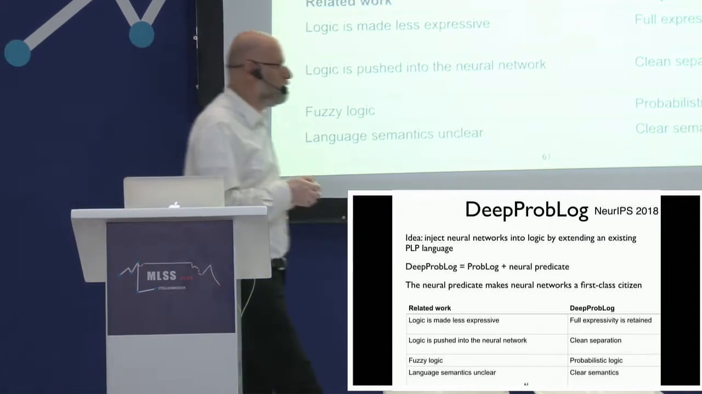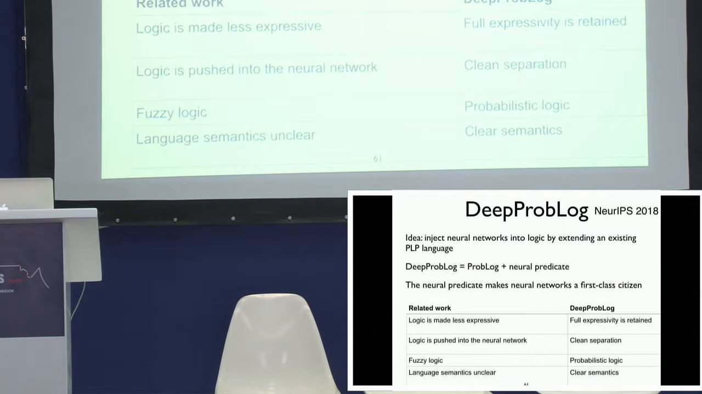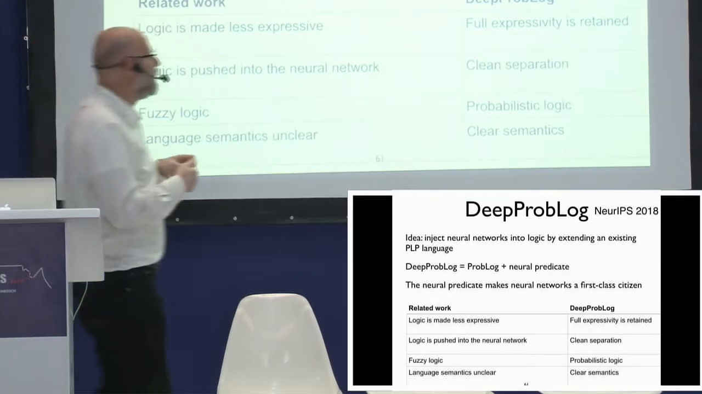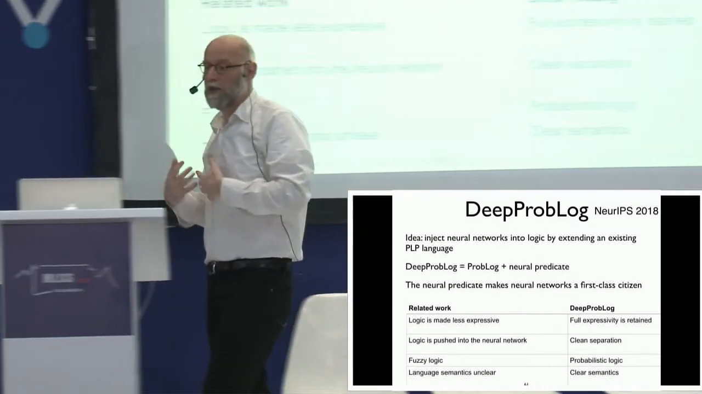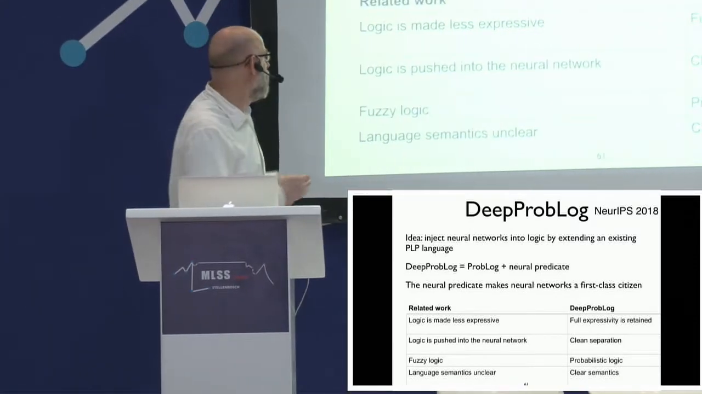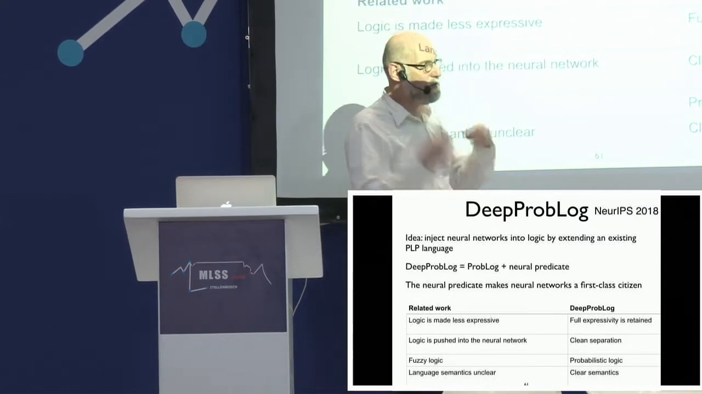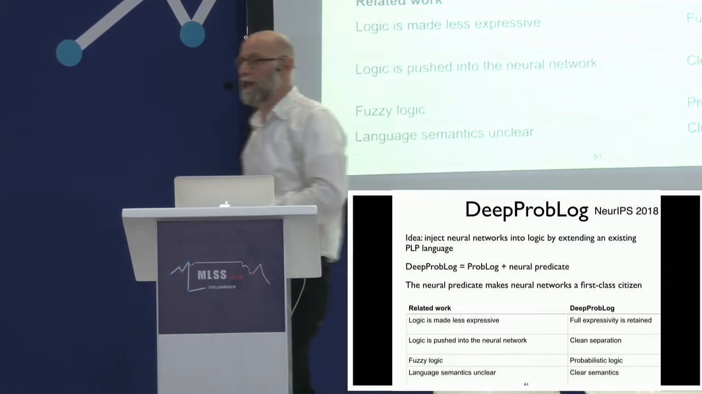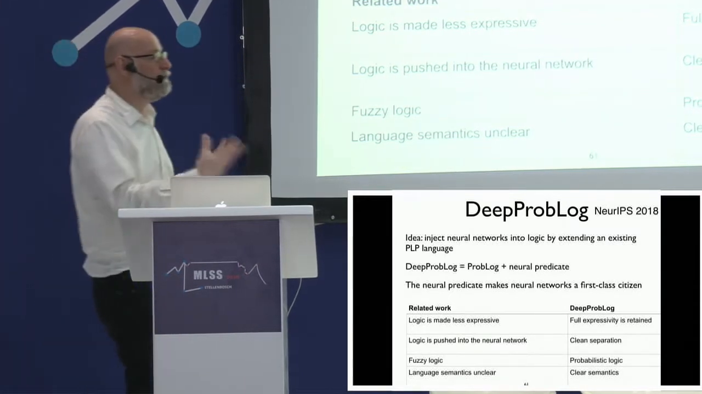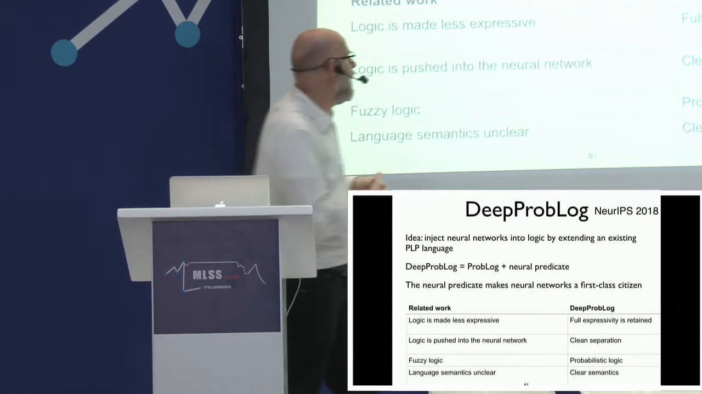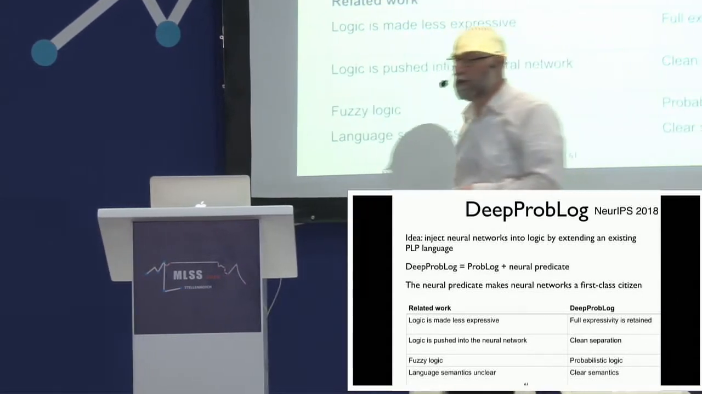As compared to most of the work that I've talked about earlier, you retain the full expressivity of the original probabilistic programming language. I mean, you just added a new construct to the language, so you don't compile it away. You also get the logic, which in many approaches is simply pushed into the neural network and then it disappears. There's no more logical reasoning that can give you explanations or whatever. You still get it. I mean, you get the neural part and you get the logical part.